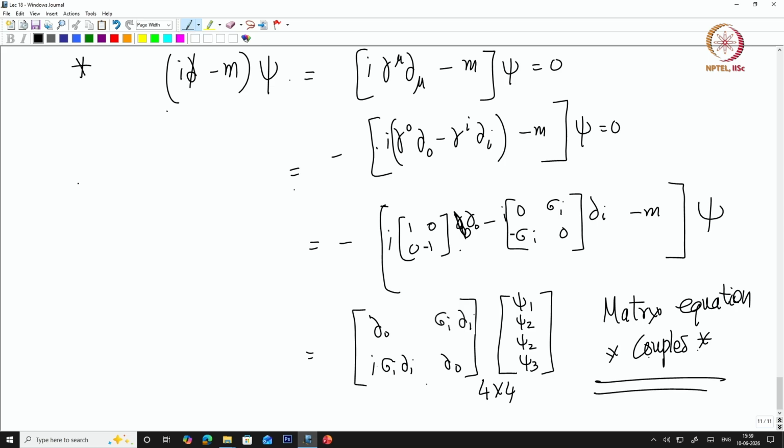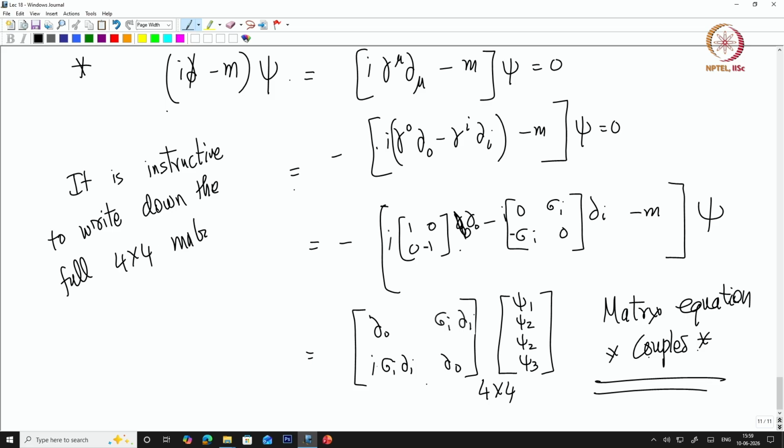So, it is instructive to write down the full 4 by 4 matrix equation of the Dirac equation.